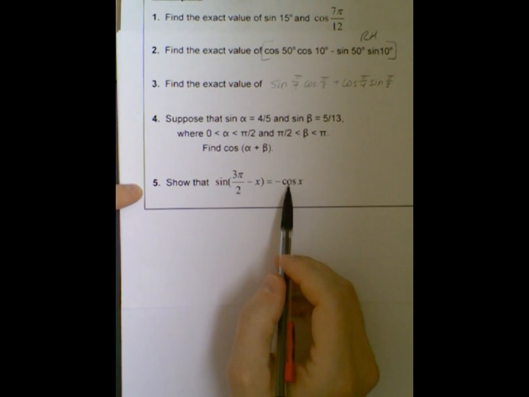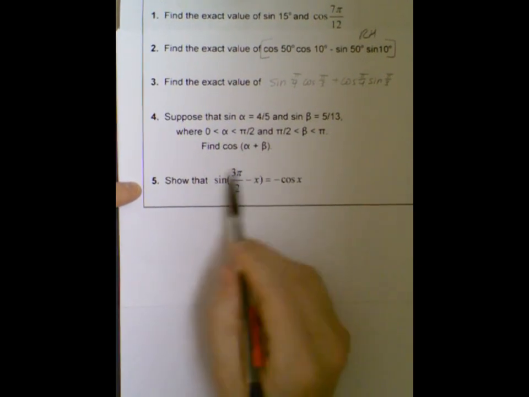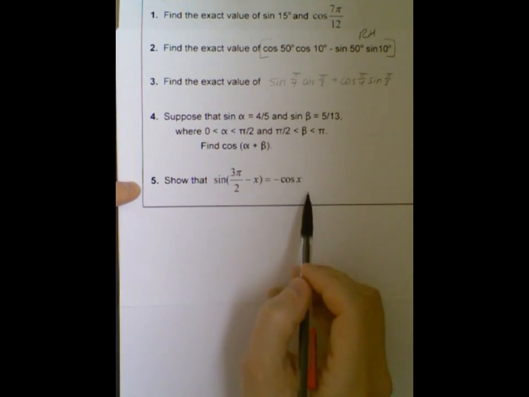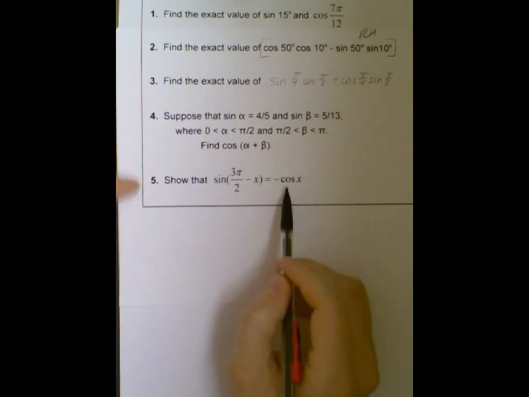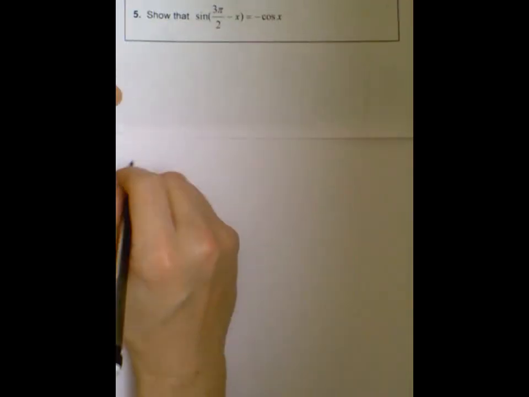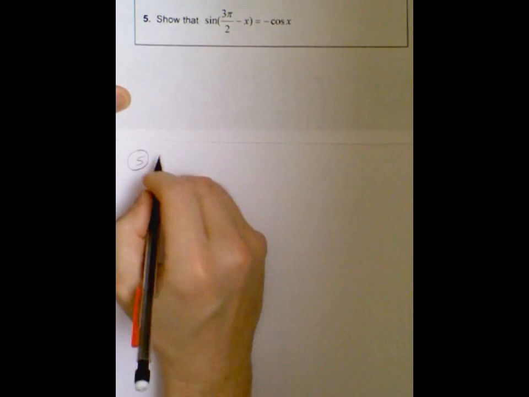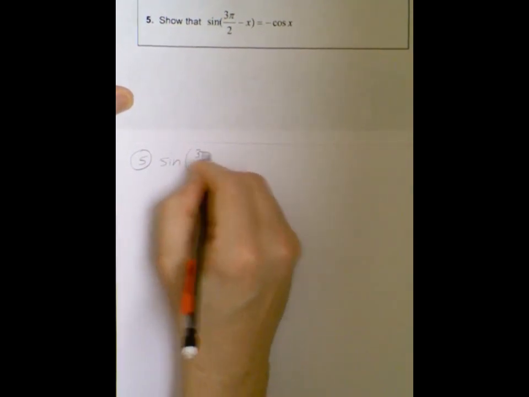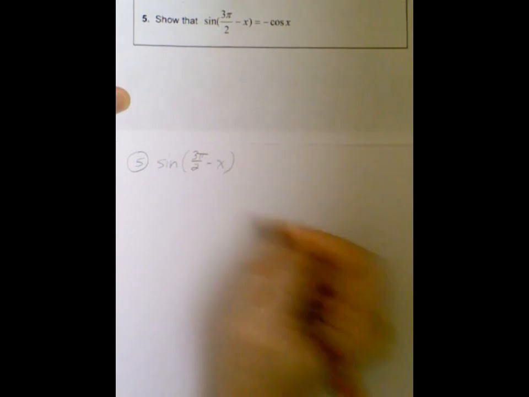From section 6-1, we learned that we're going to mess with one side and play with it until we get the right side. So don't touch the right side at all. Just play with the left side until we get this. All right, let's see. Number 5 here. Let's just play with the sine of 3 pi over 2 minus x.